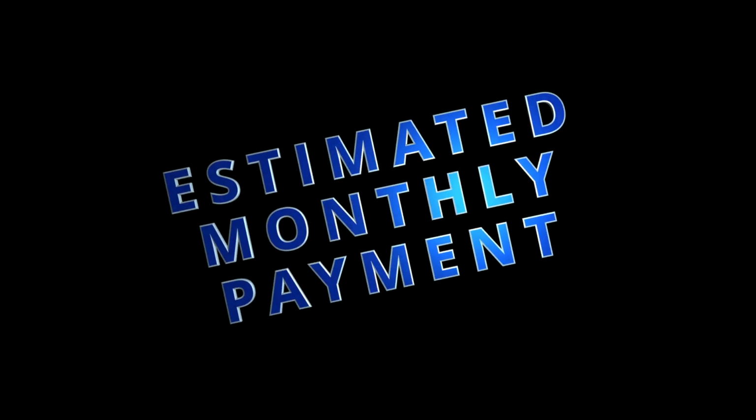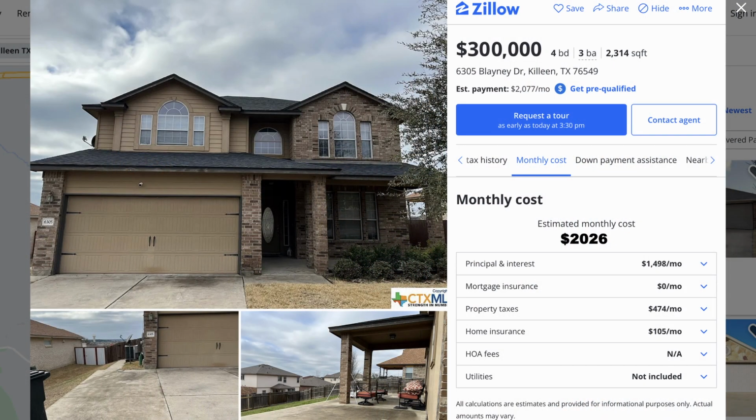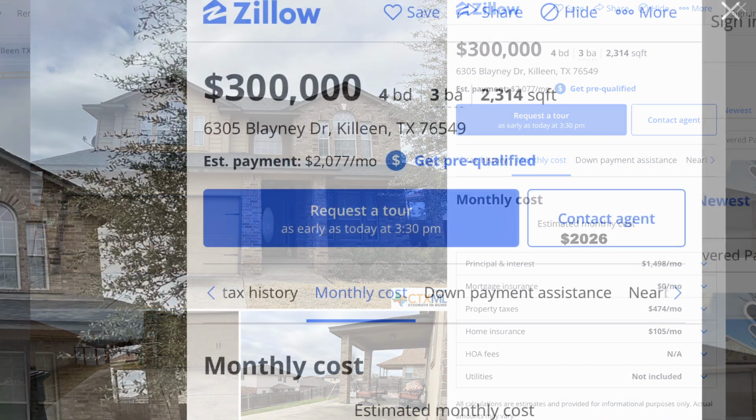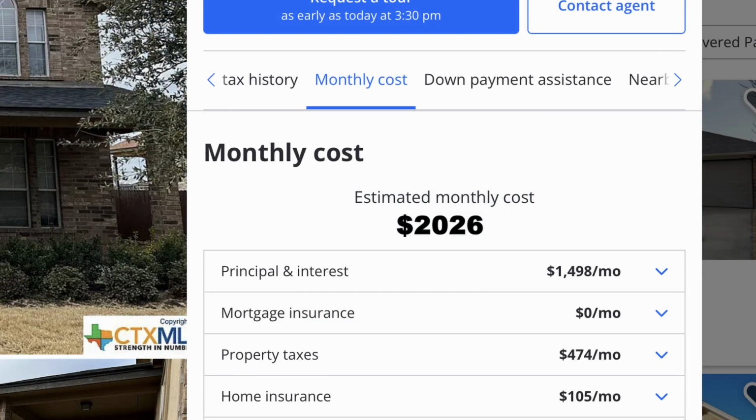The first one is the estimated monthly payment for a house that is $300,000, if that's what you're looking at. So go to your favorite home search site, look for a house that's priced at $300,000, and then look at that estimated monthly cost. We're going to take that estimated monthly cost and add it to the sum of all of the monies we pay every month on borrowed money or judgments, okay?